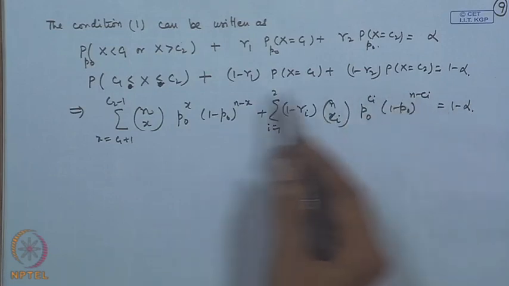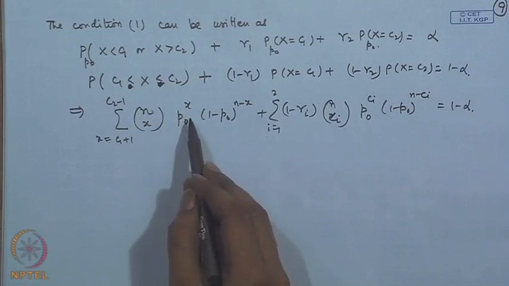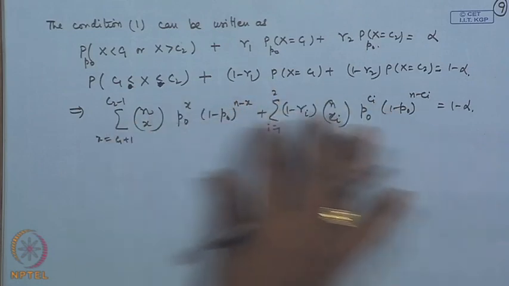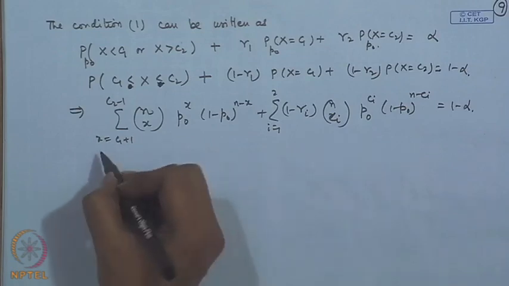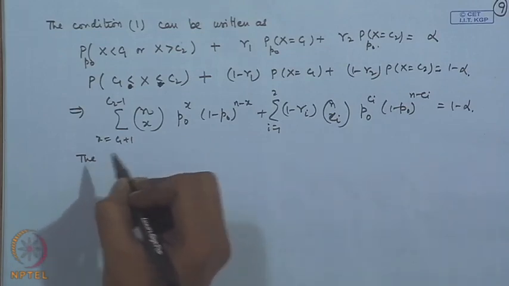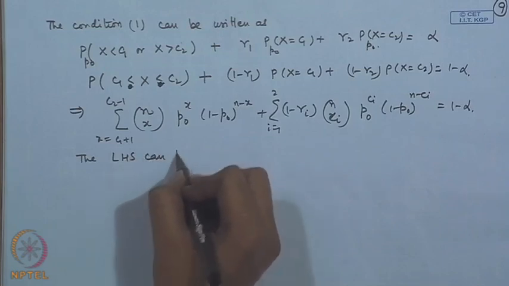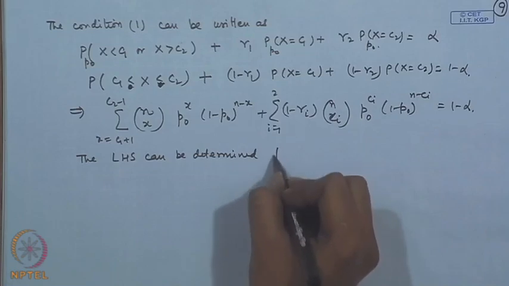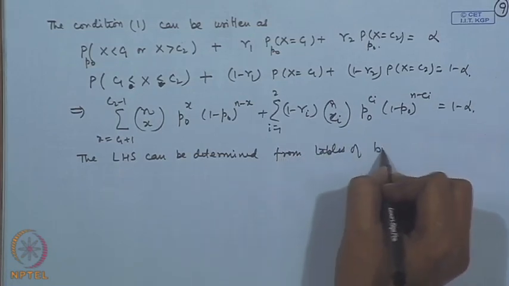Now, given the value of p naught and n, one can do certain interpolation and determine. So, the left hand side can be determined from tables of binomial distribution.